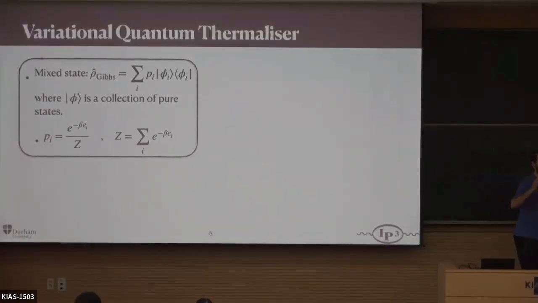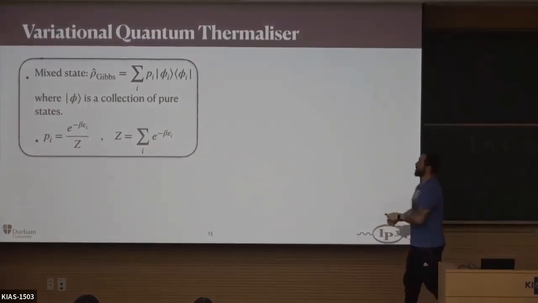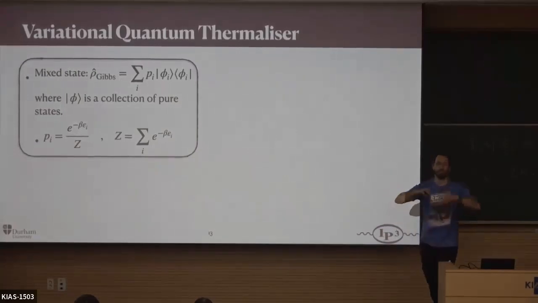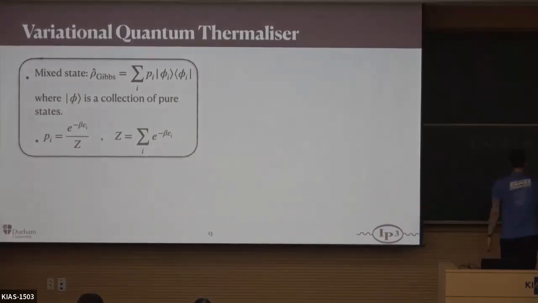The quantum computer, the quantum circuit, is a pure state simulator, right? So we need to figure out a way to represent a mixed state. The mixed state is given as this rho Gibbs. Basically, we are creating a Gibbs state from a set of pure states. So how can we write this set of pure states?